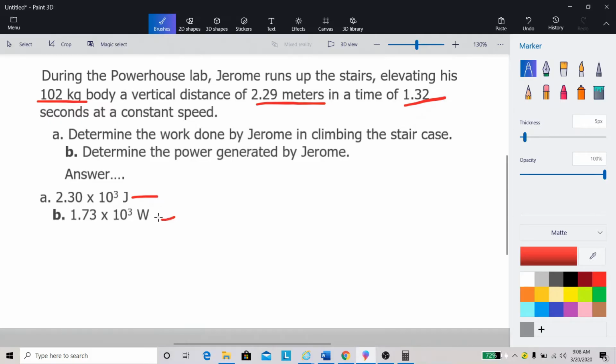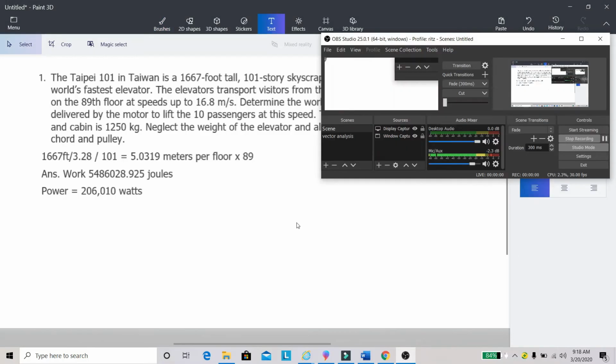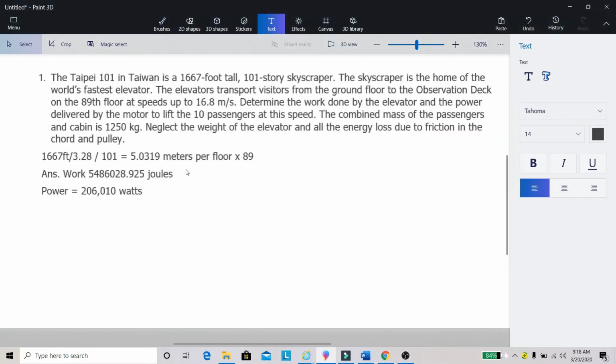Kayo na po ang bahala magpalabas niyan. If you have any more questions, just we will deal with that when we come back to our classroom. Okay, we have a problem here.